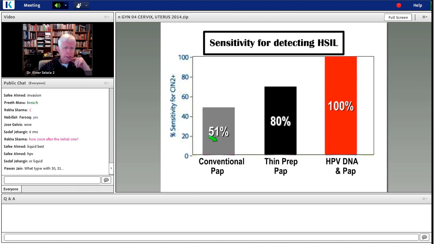Here you can see the sensitivity for detecting HSIL on the conventional pap smear, on the thin prep or the liquid, and the HPV DNA typing. I wouldn't be surprised if in the next 5 to 10 years, we stop doing the conventional pap smear, the cytology, and we only go to HPV DNA. Because if the HPV DNA is negative, you don't have any risk, because it is always mediated through the HPV DNA.